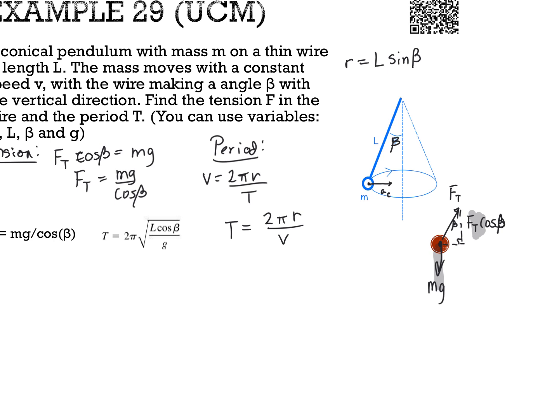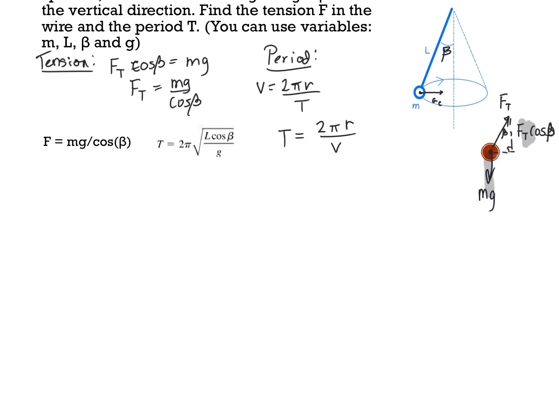So what we need to do is find r, which we know, and find the velocity. Well, to find the velocity, we're going to use a sub c. So the sum of forces centripetal is equal to m a sub c. That is going to be mv squared over r equal to what? F sub t sine beta. So this is equal to F sub t sine beta. Well, we know what F sub t is, so let's plug that in.